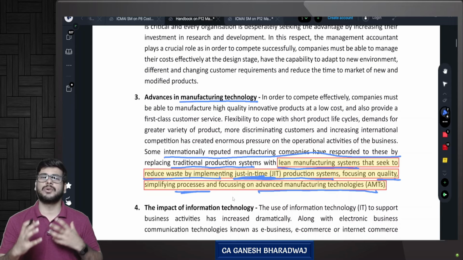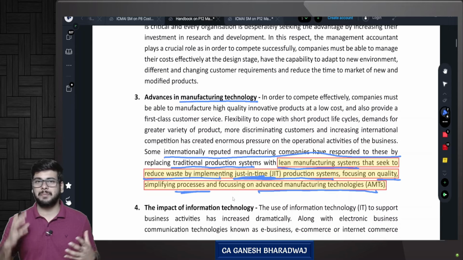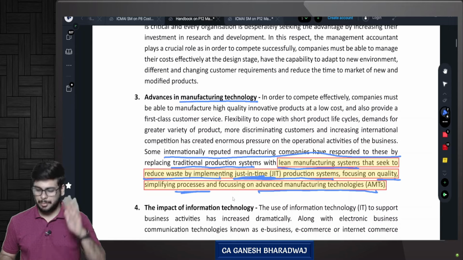It's all there around us. Just that if you get the perspective right, you can look at the big picture and appreciate what the subject is all about. Are you clear with this?